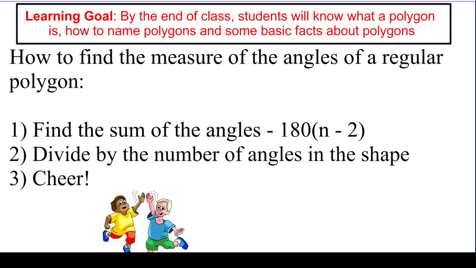Okay, so here's your quick summary of how we're going to find the angles of a regular polygon. The first thing that we're going to do is find the sum of all of them: 180 times n minus 2. We want to know how many degrees are inside of the shape. Then, because we know that regular polygons are equiangular, all of the angles inside of that shape should be equal to each other, which means we're going to divide the total equally by all of those angles. So divide by the number of angles that exist. And then you can high five your friend because you got your answer right.